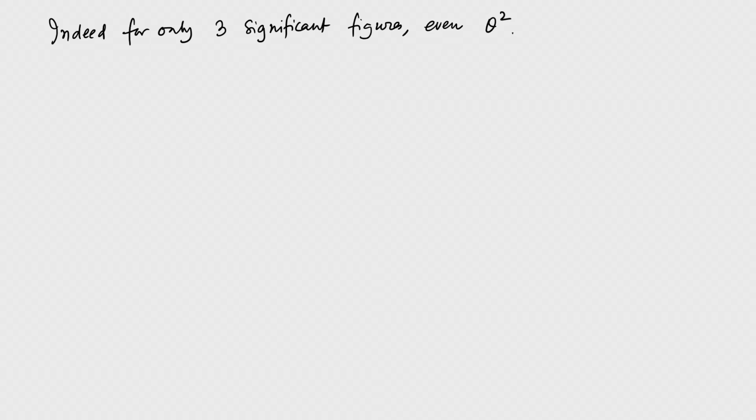So, indeed, for only 3 significant figures, as we have been saying before, the significant figures are important. I mean, even theta square can be neglected in front of theta. So, solving for theta, it comes out as 0.033708. Okay.